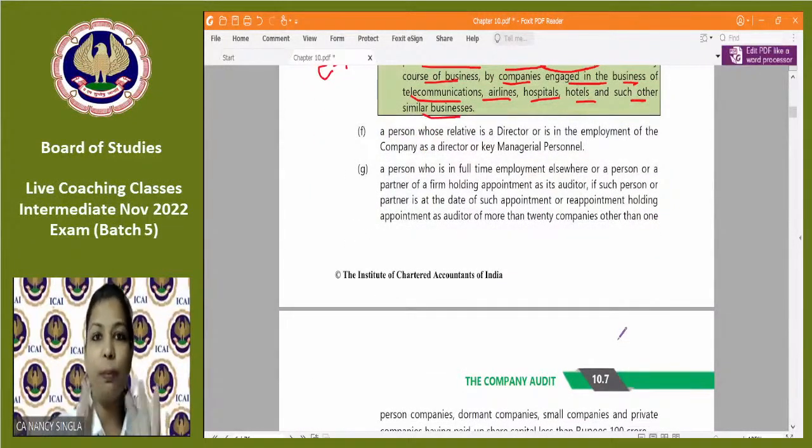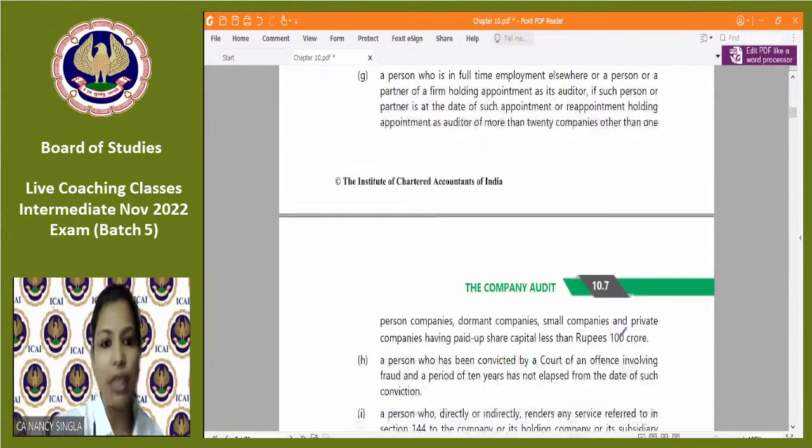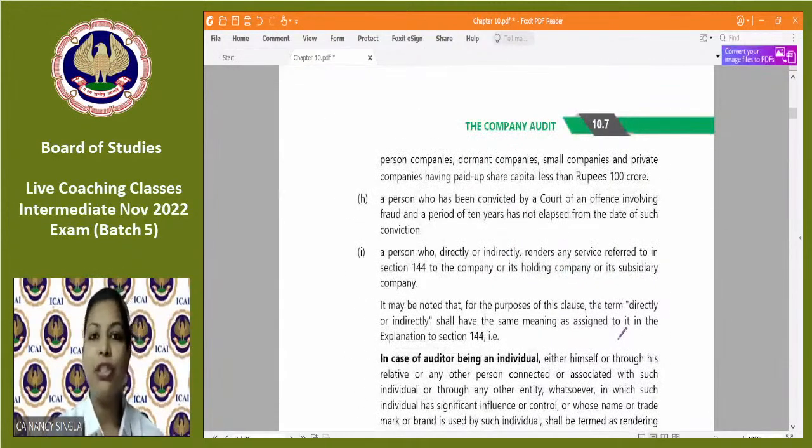एफ में क्या कहता है, अगर रिलेटिव क्या है, डायरेक्टर है या केएमपी है, अगर पर्सन हिमसेल्फ ऑक्यूपाइड है, जी वाला पॉइंट क्या कहता है, ऑक्यूपाइड है, कैसे, या तो फुल टाइम एम्प्लॉयमेंट में है, या वो ऑलरेडी मोर देन 20 कंपनीज का स्टैट्यूटरी ऑडिट होल्ड कर रहे हैं, एंड इस 20 की लिमिट में क्या इंक्लूड नहीं करना है, 1% कंपनी, डॉर्मेंट कंपनी, स्मॉल कंपनी, या प्राइवेट कंपनी हैविंग पेड अप शेयर कैपिटल ऑफ लेस देन 100 crores, ठीक है. A person who has been convicted by the court of offense involving a fraud and a period of 10 years has not elapsed, अगर 10 साल पूरे हो चुके हैं, 11th year में तो can be appointed as an auditor, but 10 years नहीं हुआ है तो from the date of that conviction he is not eligible.